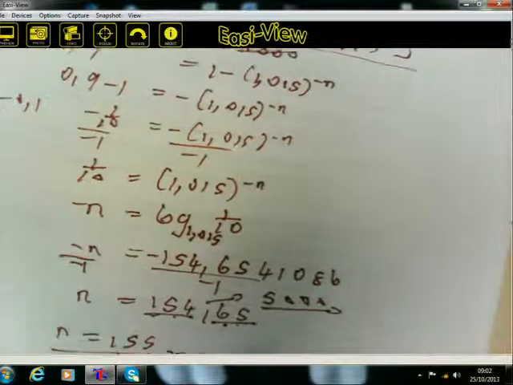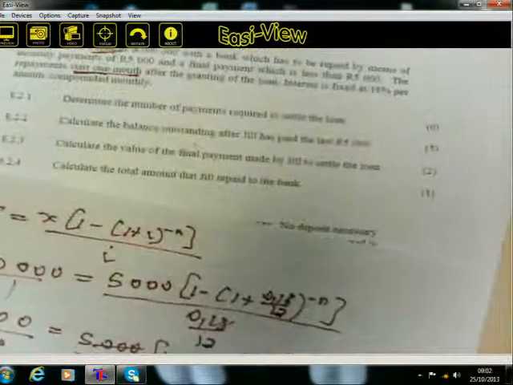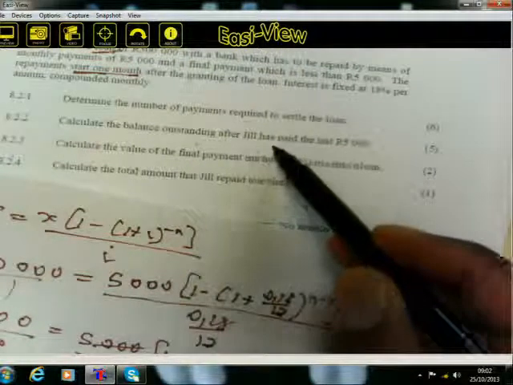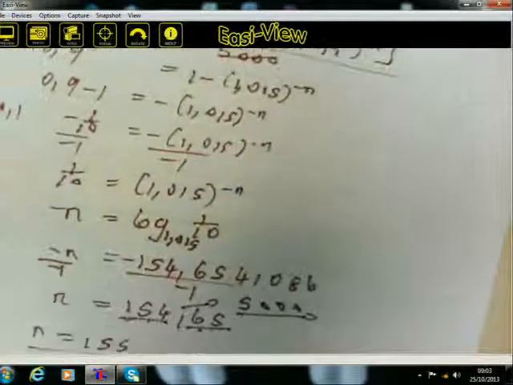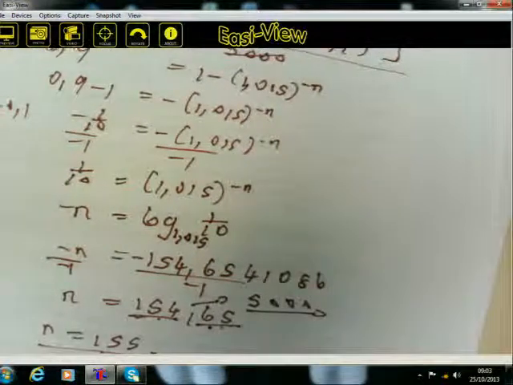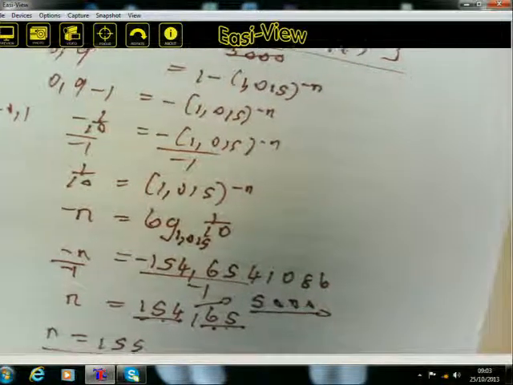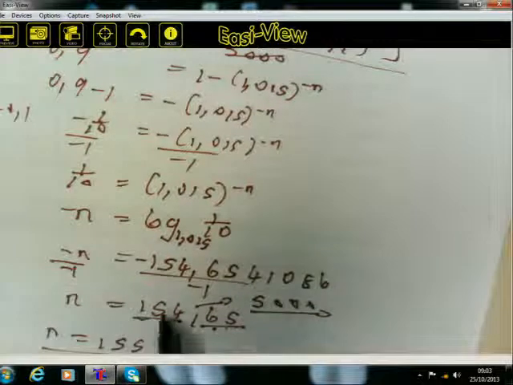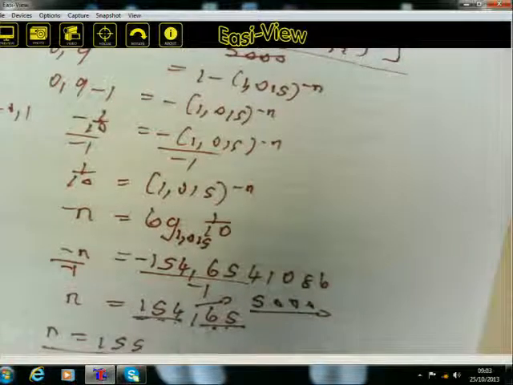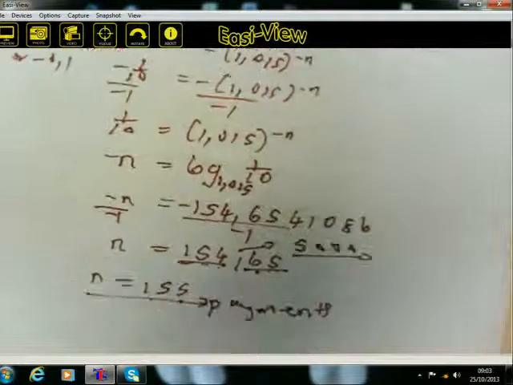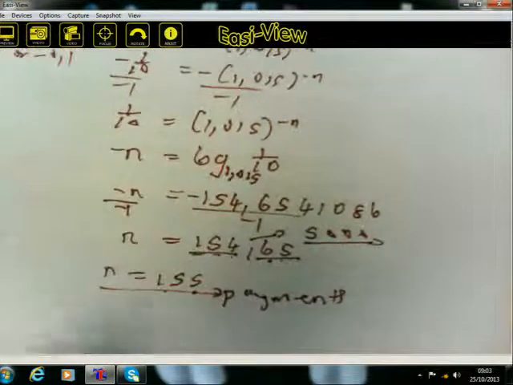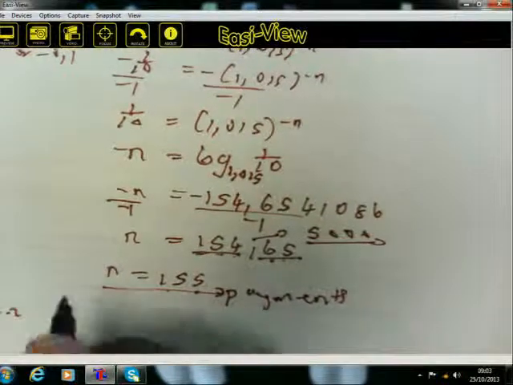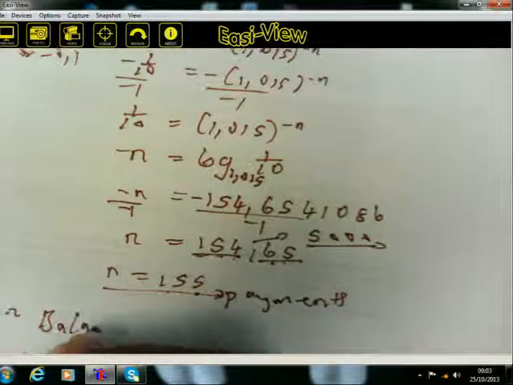Right now, let us look at the question. Calculate the balance outstanding after you have paid the last 5,000. Now, the question will be, when will be the last payment of 5,000? That will be at 154. That's correct, right? Now let us see what's going to happen here. The question here is 8.2.2. Then now we must find the balance.